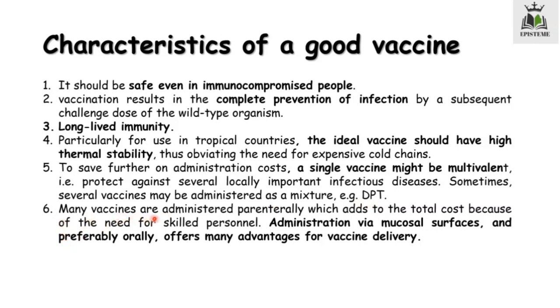Now, many vaccines are administered parenterally, which adds to the total cost because of the need for skilled personnel. Skilled personnel means nurses and doctors. A normal person cannot give an injection to another person; it is difficult for them. That's why you always trust a nurse or a doctor for that. For this reason, the price of the vaccine increases. Administration via mucosal surface, and preferably orally, offers many advantages for vaccine delivery.